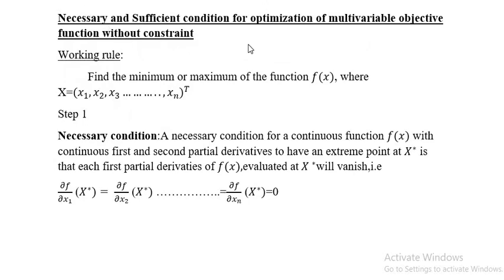Necessary and sufficient condition for optimization of a multivariable objective function without constraint. We can see the working rule. Find the maximum or minimum of the function f of x where x equal to the column matrix x1, x2, etc., xn. In the first step, we have to find the necessary condition. The necessary condition for a function f of x with continuous first and second partial derivatives to have an extremum point at x star is that each partial derivative at x star will vanish. That is, dou f by dou x1 at x star equal to dou f by dou x2 at x star, etc., equal to dou f by dou xn at x star equal to 0.